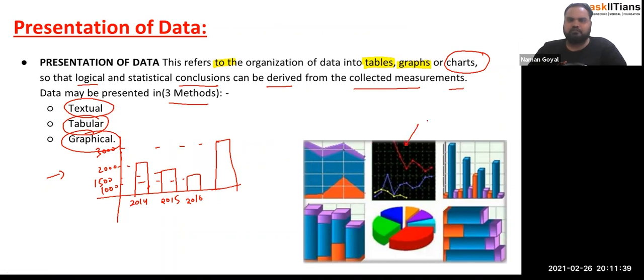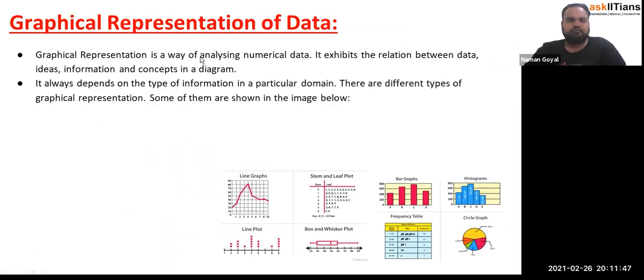If you see, there are some forms. This is graphical form. This is a chart. These are bar graphs. Next is the graphical representation of data. That is what we are going to learn about.